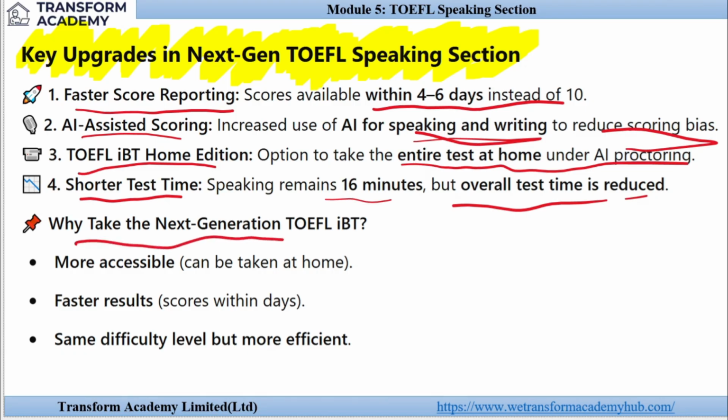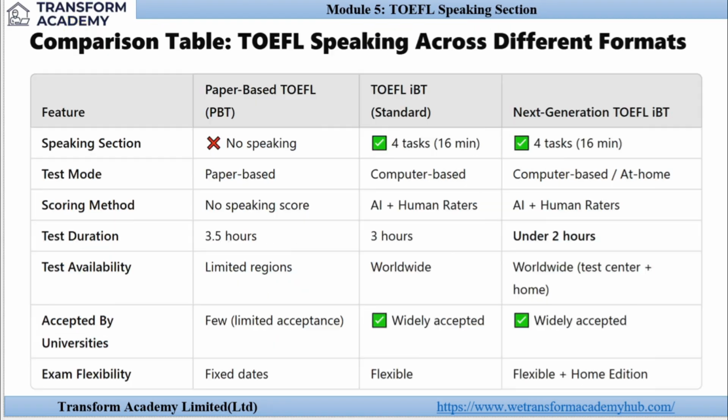Why take the next generation TOEFL iBT? Because it's more accessible and can be taken at home. It has faster results, with scores within days. It's the same difficulty level, but it's more efficient.